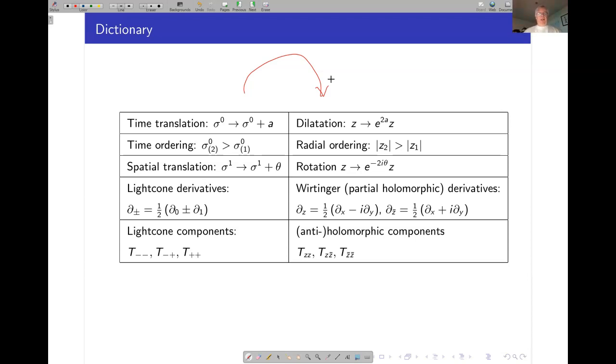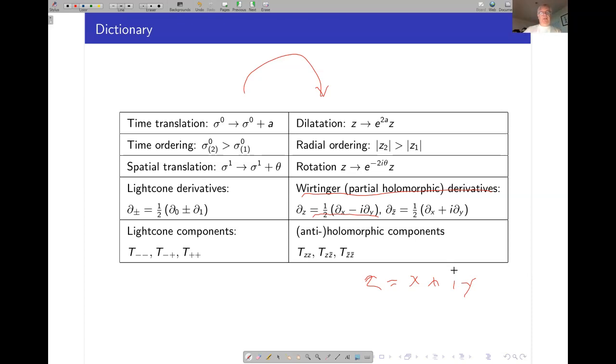There's a very natural relation between light cone coordinates in Minkowski signature and what are called partial holomorphic or Wirtinger derivatives in the complex plane. These partial holomorphic derivatives are complex linear combinations of real derivatives, and here, as usual, x and y are the real and imaginary part of a complex number.